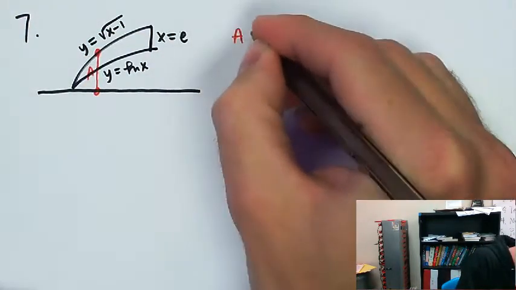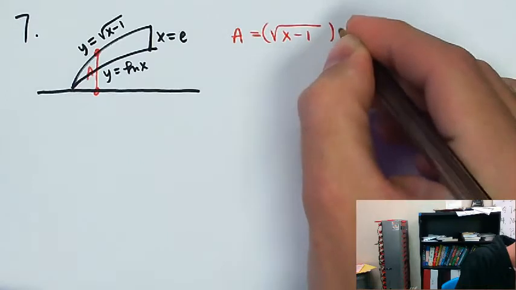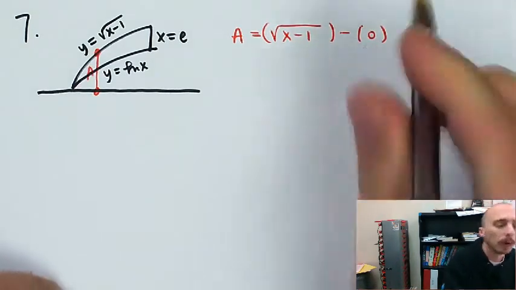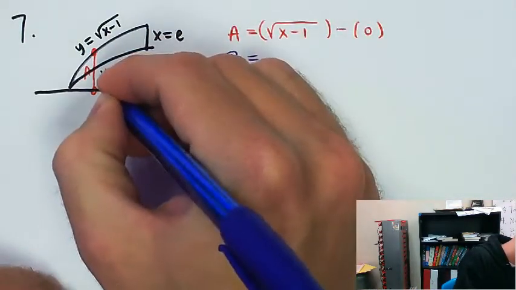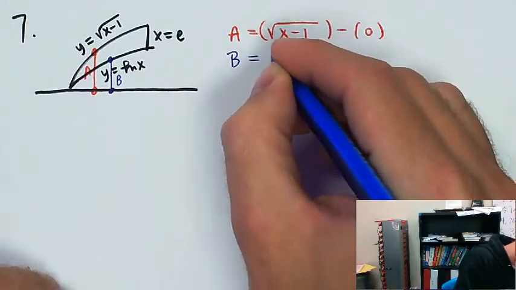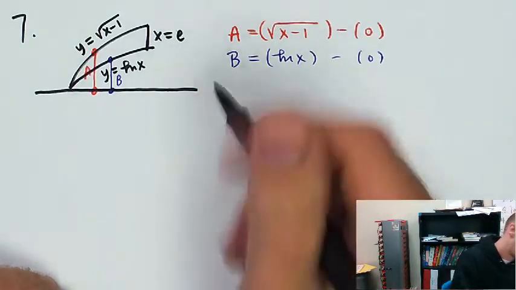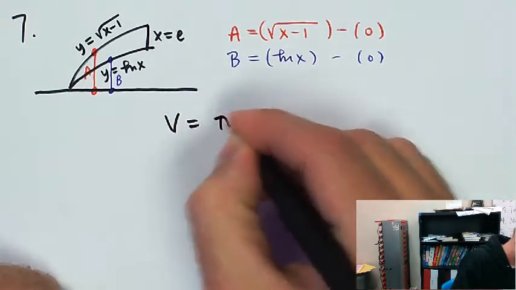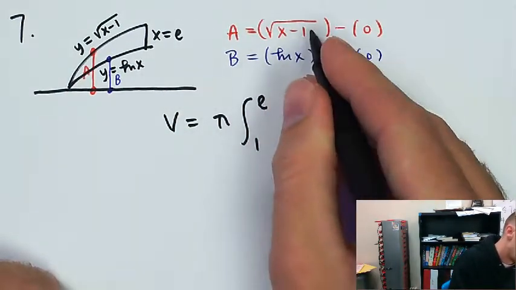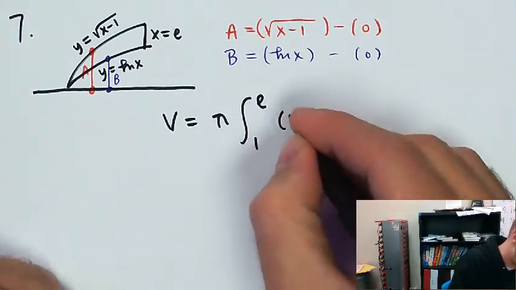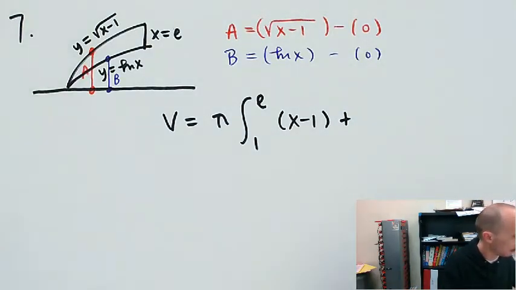Okay. A is going to be top minus bottom. Square root of x minus 1 on the top, minus the bottom, which is the x-axis, that's y equals 0. B, that'll be y equals log x minus y equals 0. Okay, x went from 1 up to e. A squared is going to be, well, just x minus 1. Not plus. Definitely not plus.